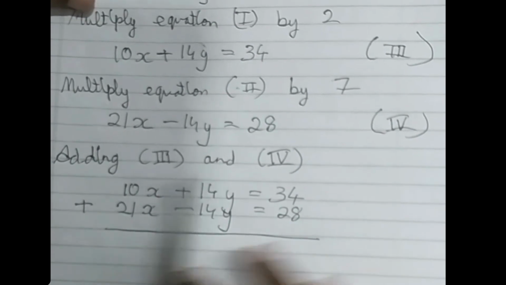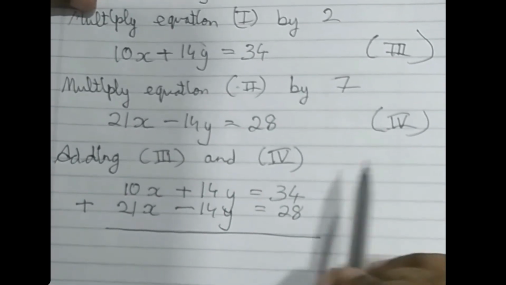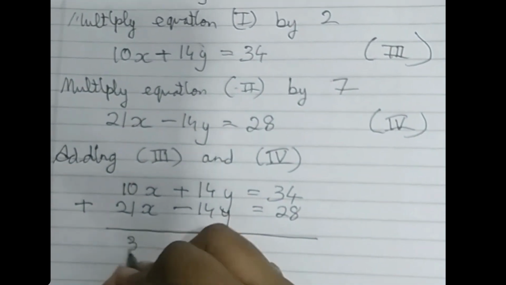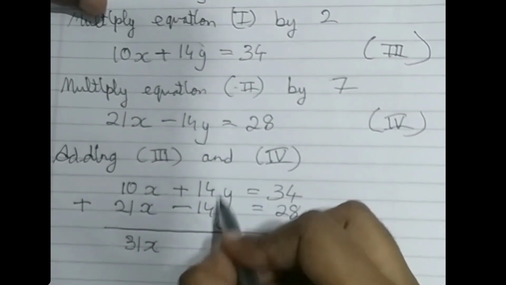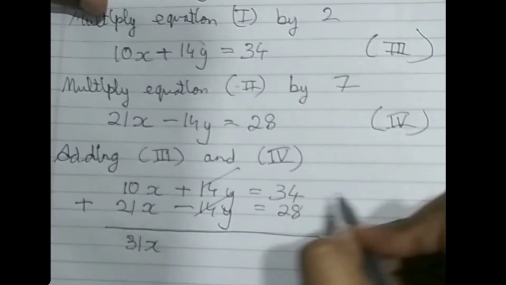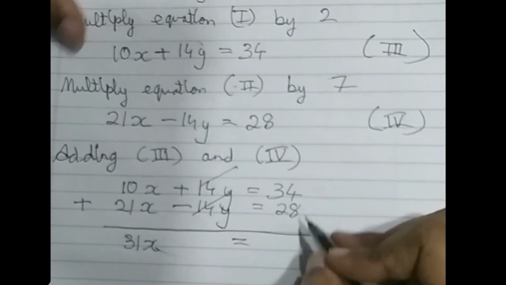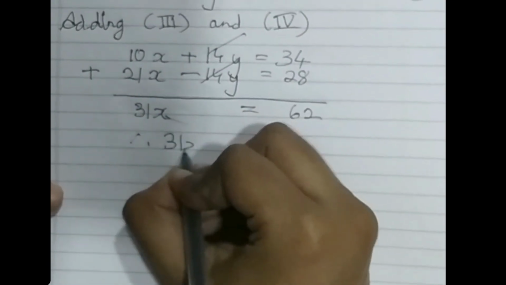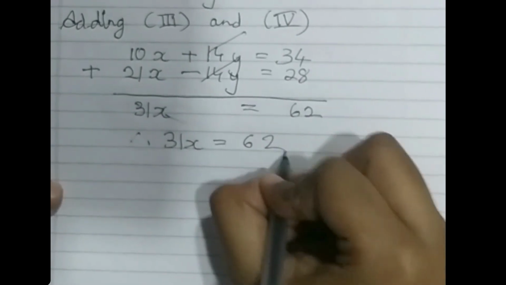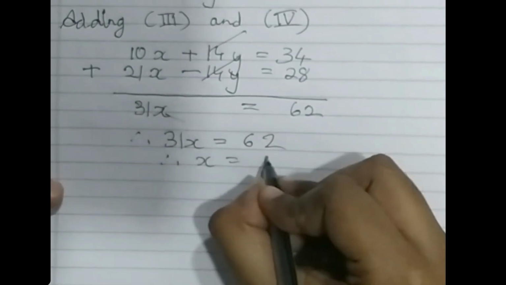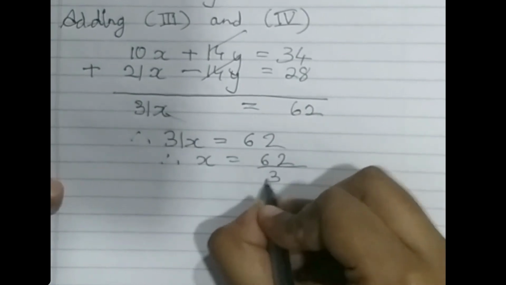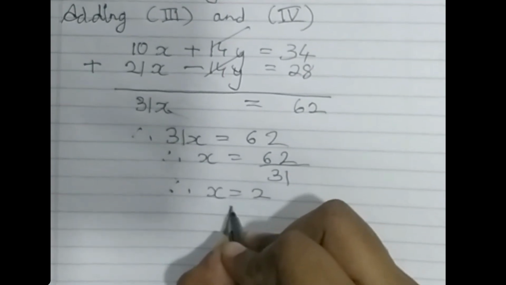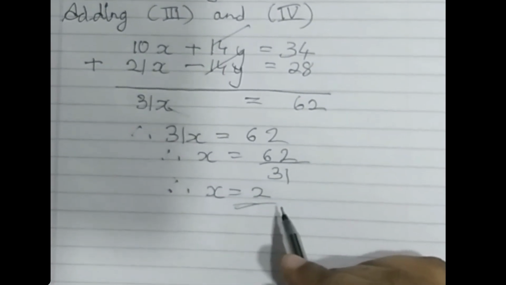See here there is addition, so we will just add. There is no need of changing signs. Okay, 10x plus 21x will become 31x. Plus 14y minus 14y, these two terms will get cancelled. Equal to 34 plus 28, therefore 31x equal to 62. Therefore x equal to 62 upon 31. Okay, therefore x equal to 2. So this is the value of x.